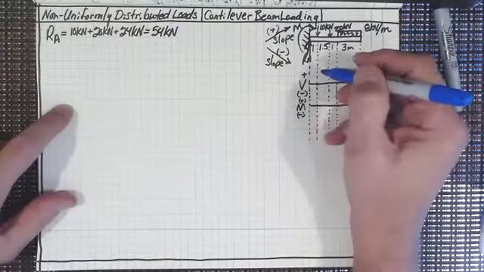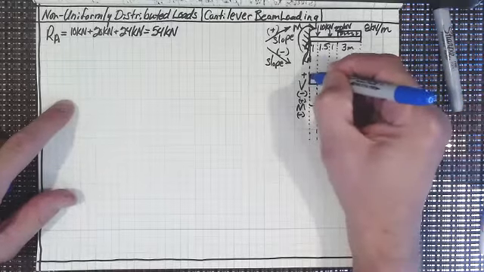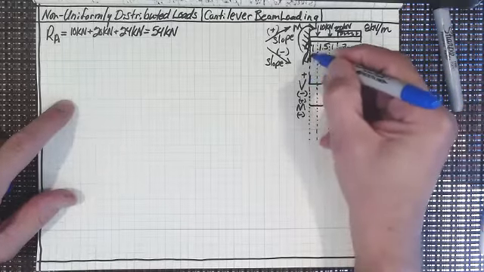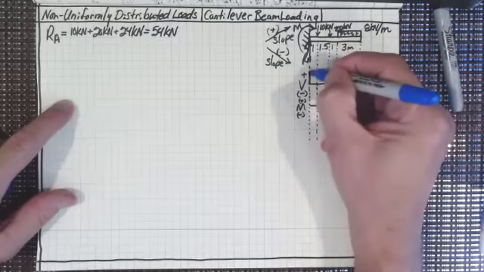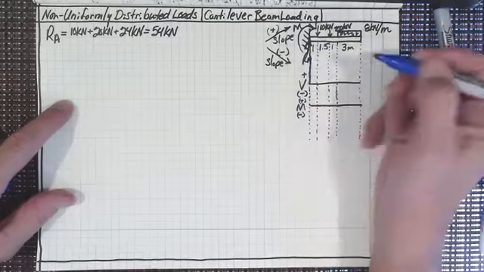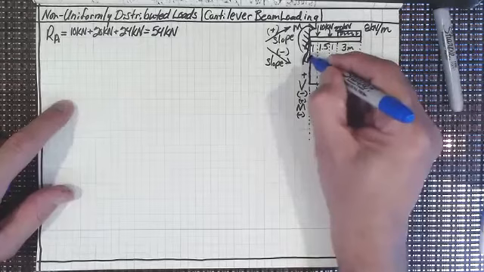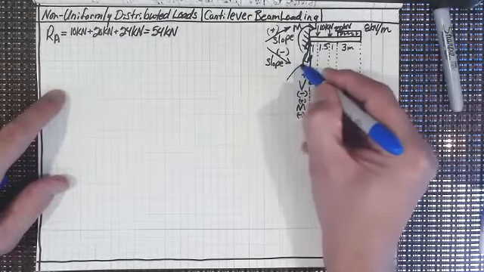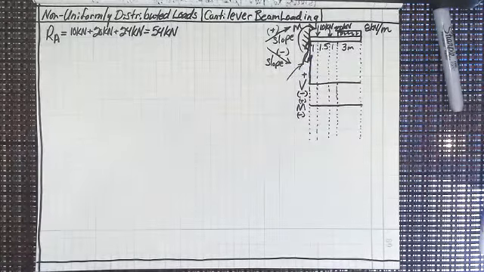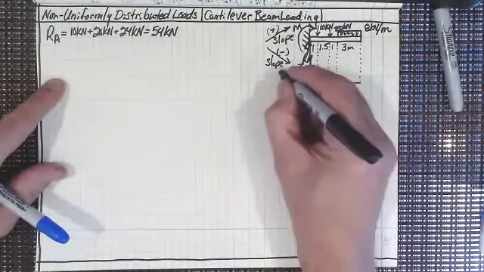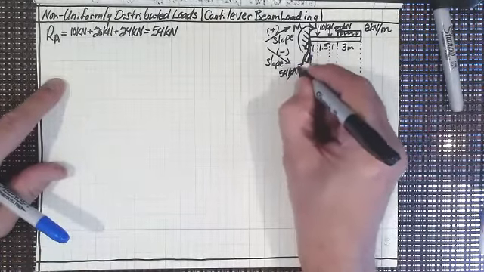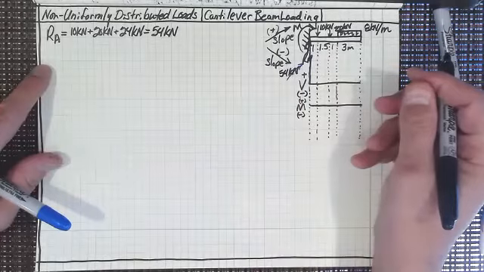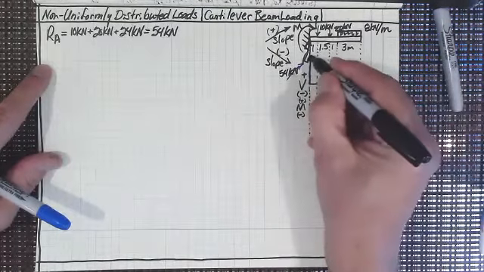Let's see, 50, 1, 2, 3, 4. Can't go really 5, but I'm going to go up to about here. So that point right there is going to be, let's just mark it, that is going to be 54 kilonewtons. Everybody see that? This point right here.